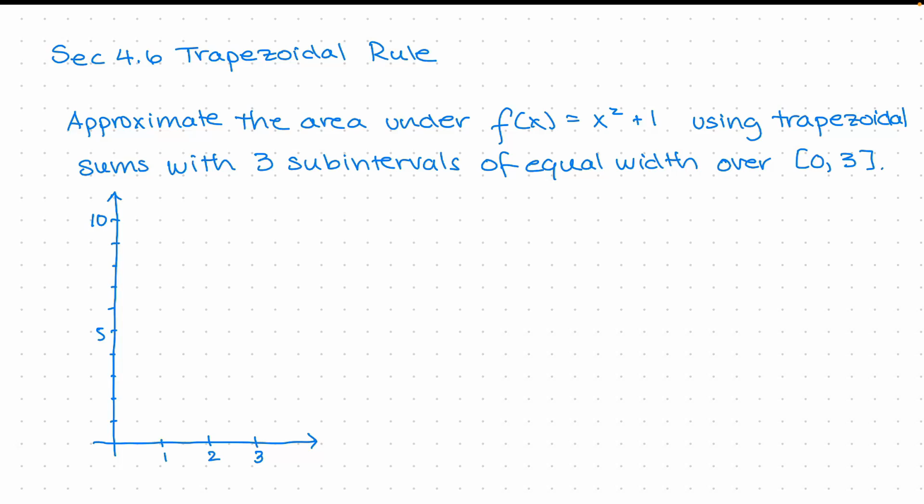And we'll graph this function. Let me use green. So we have a point at (0, 1), at (1, 2), (2, 5), and (3, 10). Oh, that's crummy. Oh my goodness, I can't draw a parabola. There we go. So we're trying to find the area right under there. So let's shade that.